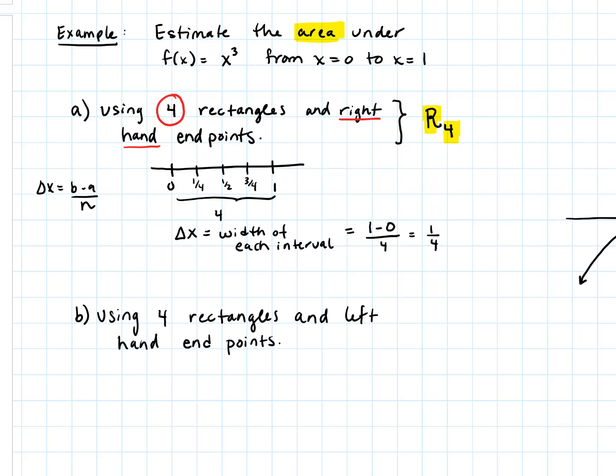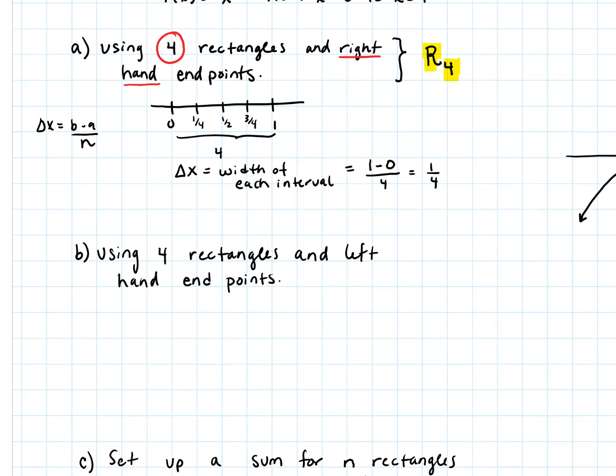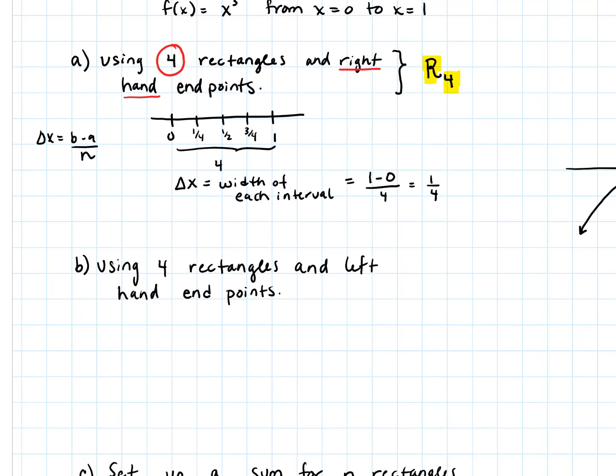So again, I will summarize that after we finish this example, but I wanted to mention that there is a way to write that. Rather than always writing out, use 4 rectangles and the right-hand endpoints, we could say R sub 4, and we would know that's exactly what it means. In a similar way, here, use 4 rectangles and the left-hand endpoints. We're going to do a very similar calculation, except we're going to build our rectangles a little bit differently.